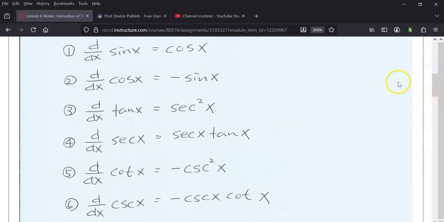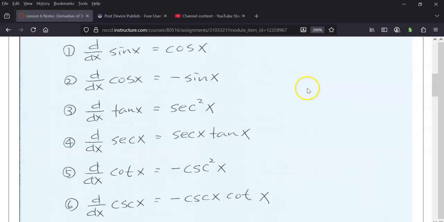Actually, you have to remember that, for example, the derivative of sine is equal to cosine, the derivative of cosine is equal to negative sine, the derivative of tangent is secant squared, and the derivative of secant is equal to secant tangent. And the derivative of cotangent is negative cosecant squared. And last but not least, the derivative of cosecant is equal to negative cosecant cotangent.